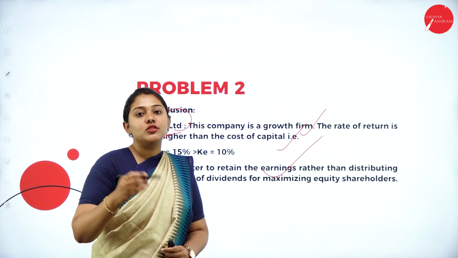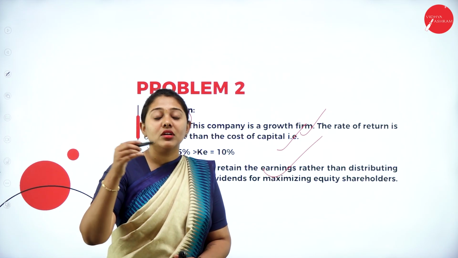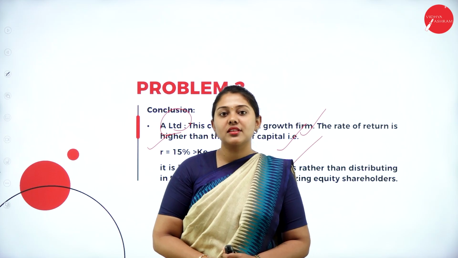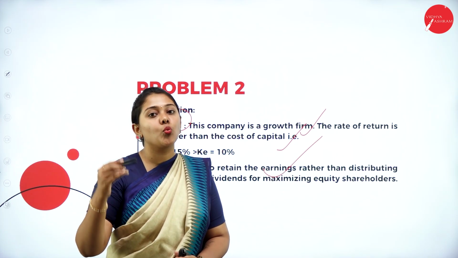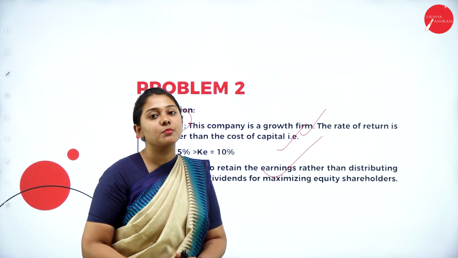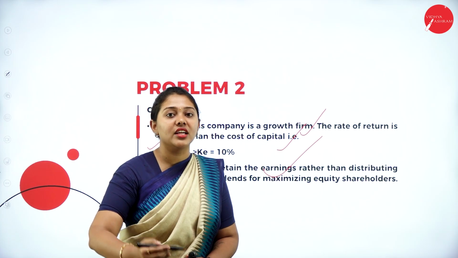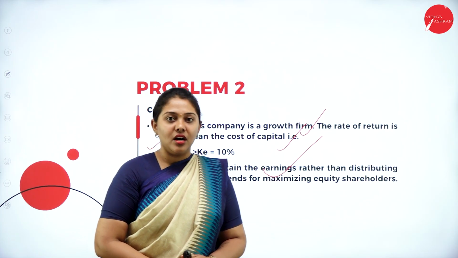In the current situation also, firms use Walter's formula, Walter's model, in order to maintain the market price of the firm. In order to retain the shareholders, they use Walter's method, the relevance method of dividend decision, to take decisions regarding issuing the dividend or retaining the earnings.